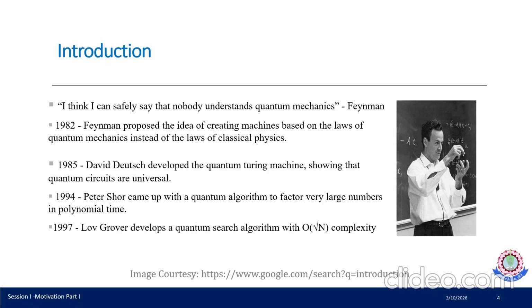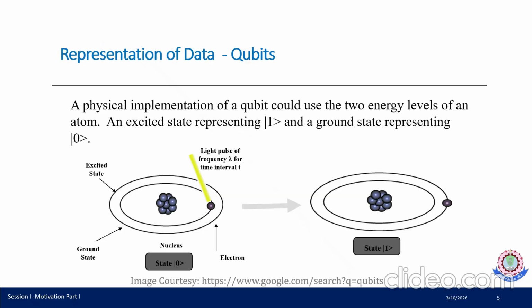So, introduction. I think we can safely say that nobody understands quantum mechanics, as stated by Feynman. In 1982, he proposed the idea of creating machines based on the laws of quantum mechanics instead of the laws of classical physics. In 1985, Deutsch developed the quantum Turing machine, showing that quantum circuits are universal. In 1994, Peter Shor came up with a quantum algorithm to factor very large numbers in phenomenal time. In 1997, Grover developed a quantum search algorithm with this complexity.